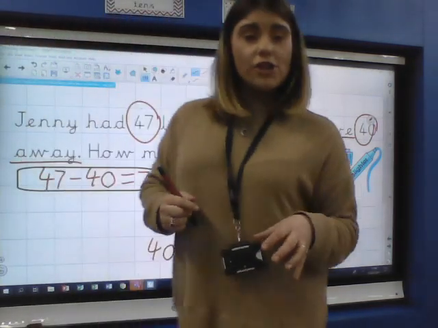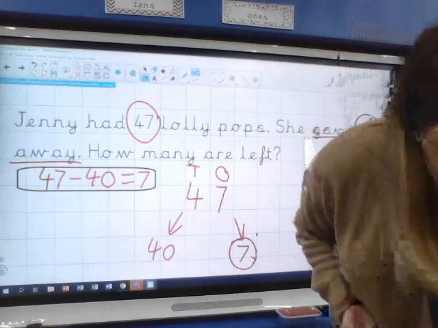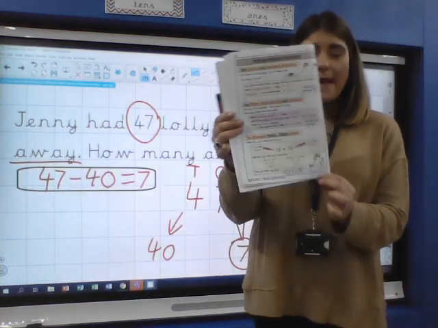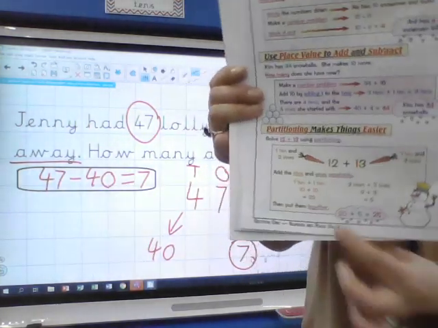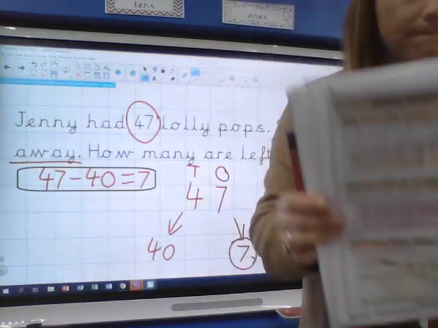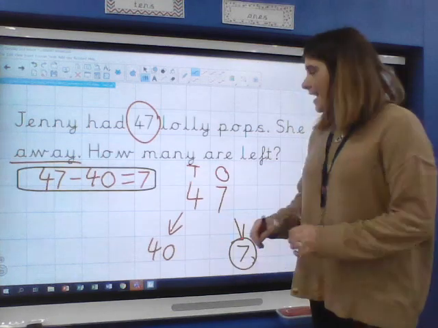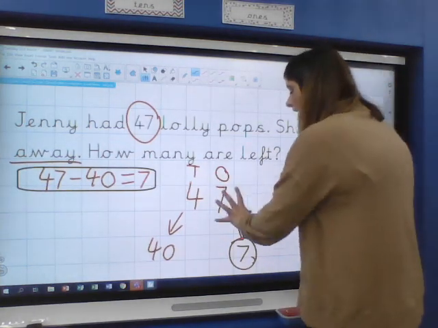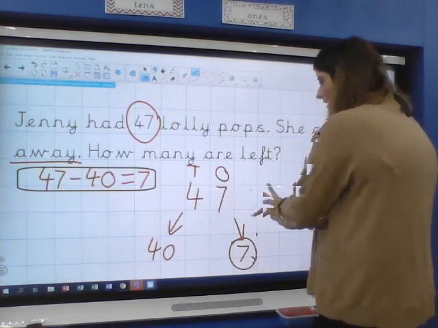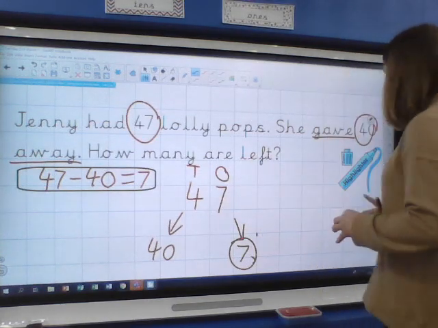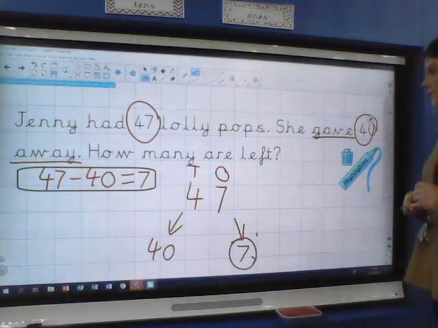So I've used partitioning to help me. And in your book, you've got those really helpful pages that also show you and help you with your partitioning. So I've partitioned 47, pulled it apart. It's asked me to subtract 40, so I've taken the 40 away, and it's just left me with the 1s and the 7. Let's have a look at another one.